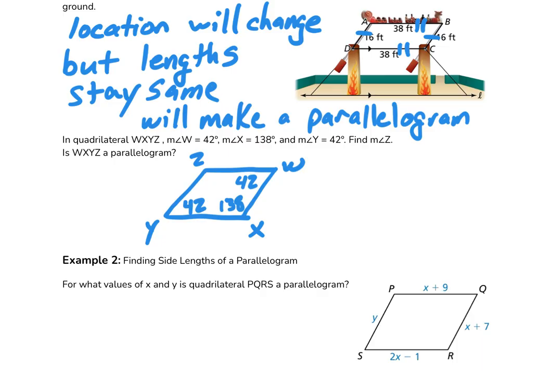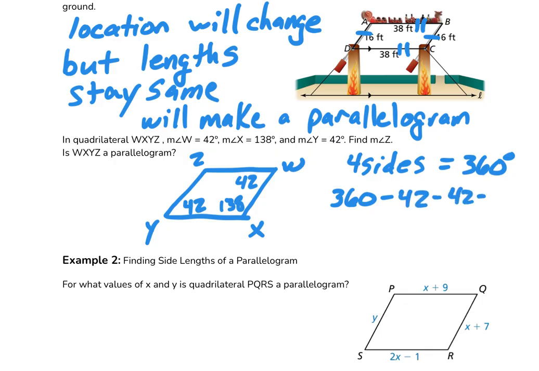But what do we know about all four-sided figures? 360. So we know that the four angles are going to add up to equal 360. And we've got to see what we've got left over here. It doesn't matter what type of four-sided figure it is, we know it's going to add up to be 360. So I'm going to take 360 minus 42 minus 42 minus 138. Or you could add all those together and then subtract it from 360. You've got some different options there. So what do I have left?